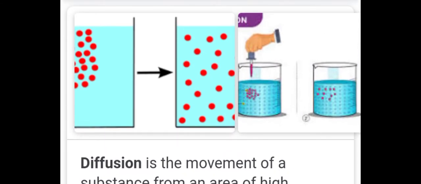This is diffusion. The red circles move from the area with more red circles toward the area with fewer red circles and more space. Also, when we drop one drop of ink in a beaker of water, it disperses. This is because of diffusion.